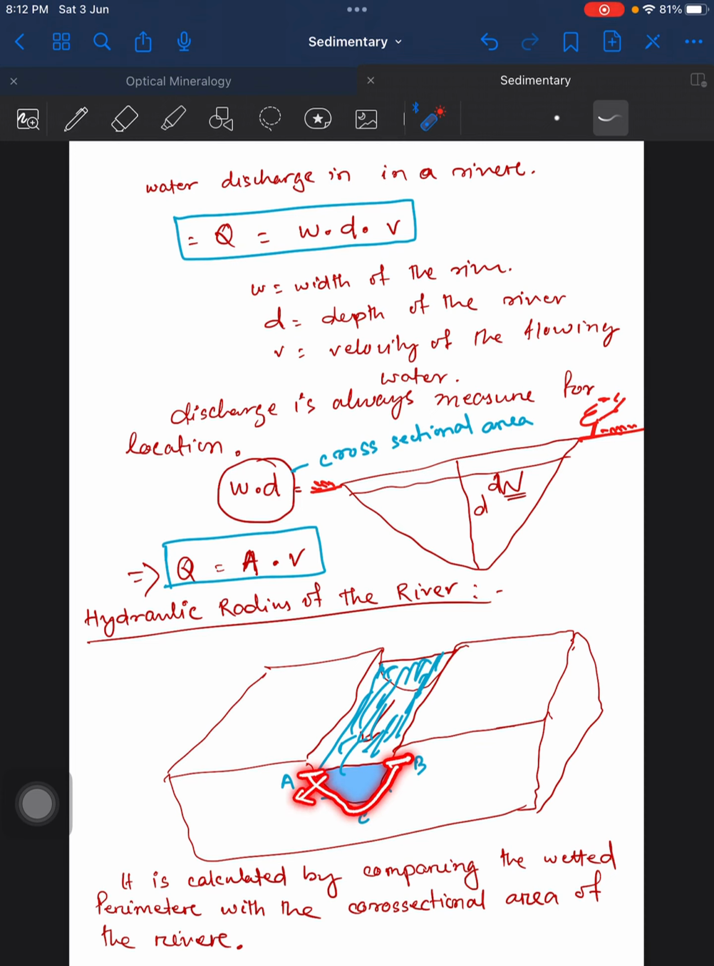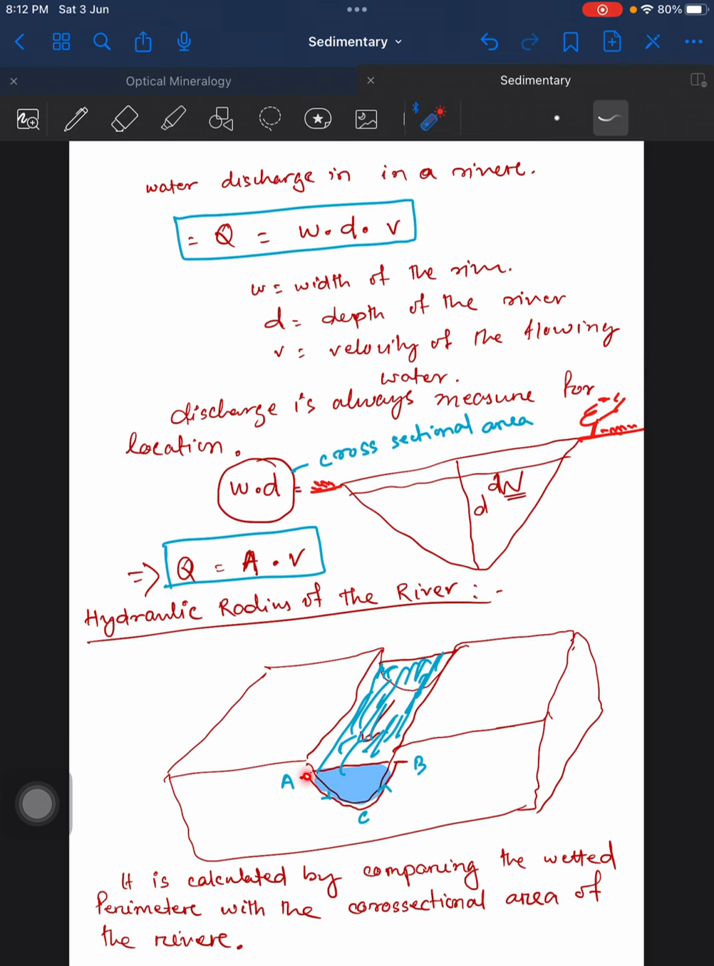Water is going like this, this is wet, the land here, the bed of the river, is wet. But the river bed here is not wet, meaning wet means soaked. Okay. So the wetted perimeter of the cross sectional area of the river.